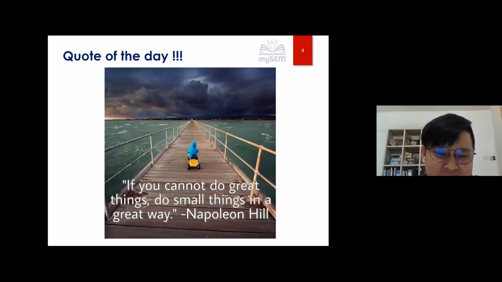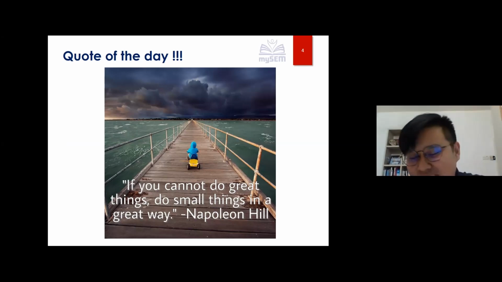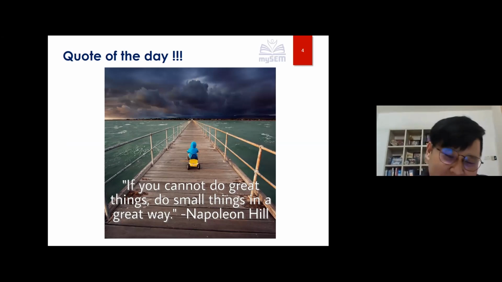So let us start. Today the quote of the day is from Napoleon Hill: "If you cannot do great things, do small things in a great way." I believe in that because when we talk about PLS, I'm not the best or the top of the top, but I do small things. So I think somehow we could achieve a great way. That is something I believe in from Napoleon Hill.